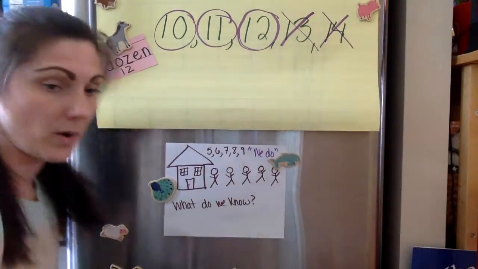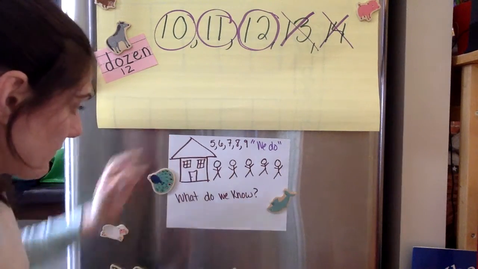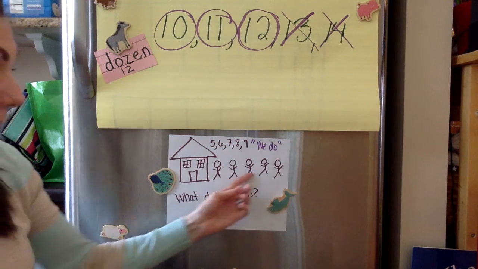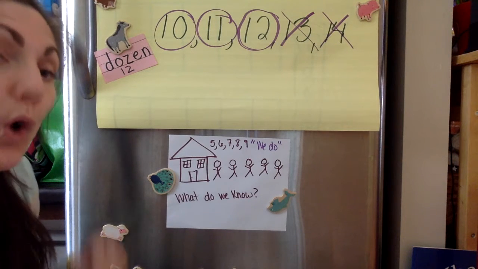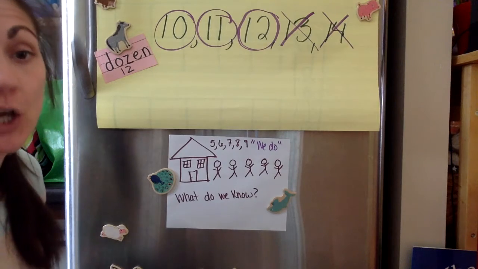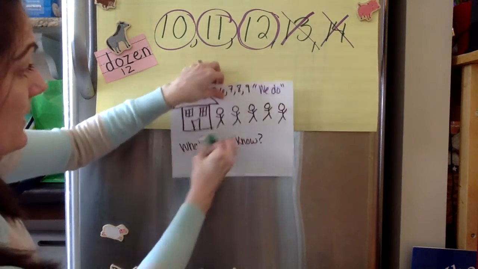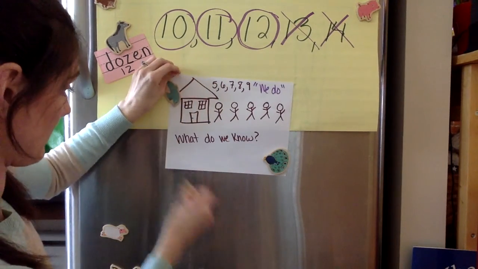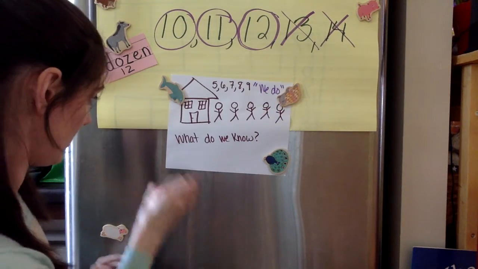Okay, so here's our next problem. There are more than 5 people visiting the house. 1 or 2 people are inside. How many could be at the house? So let's see, move this up some. These magnets aren't very strong.